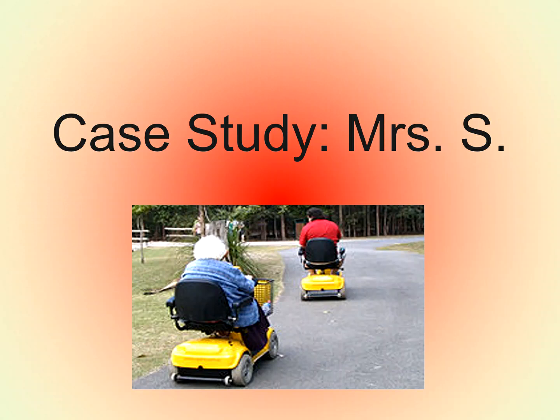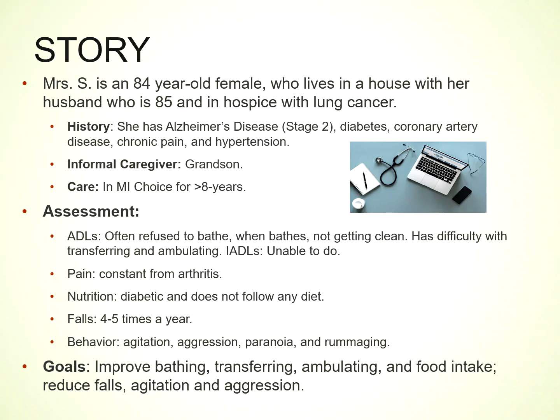So let's talk about a case study, Mrs. S. She's an 84-year-old female who lives in a house with her husband who's 85 and in hospice with lung cancer. She has Alzheimer's disease at stage 2, diabetes, coronary artery disease, chronic pain, and hypertension. Her informal caregiver is a grandson, and she's been in My Choice for over 8 years.